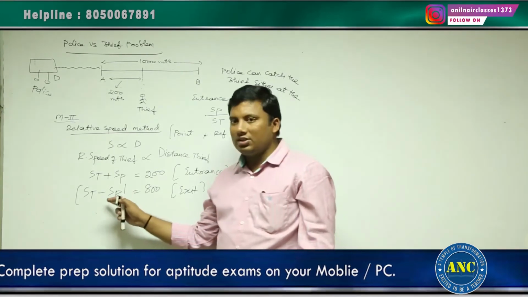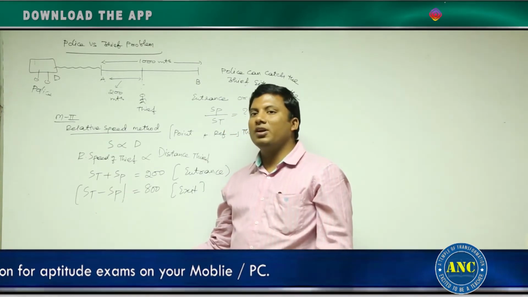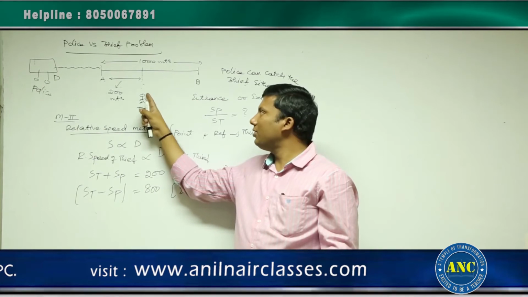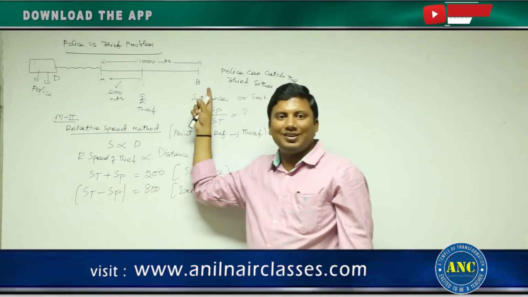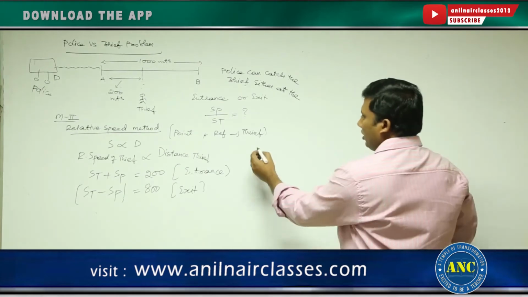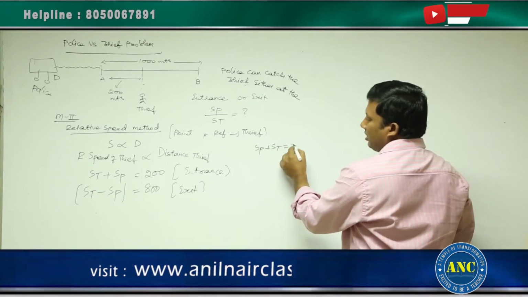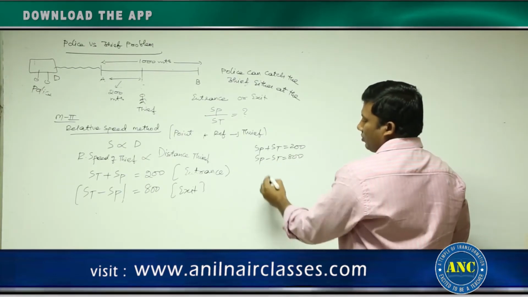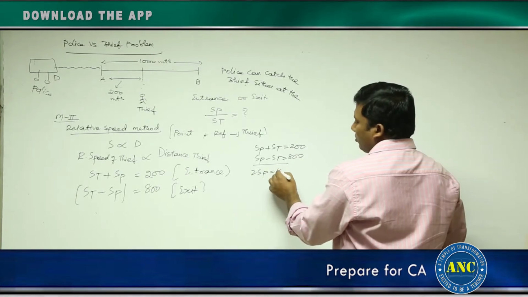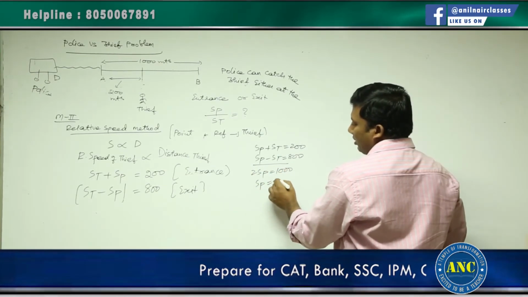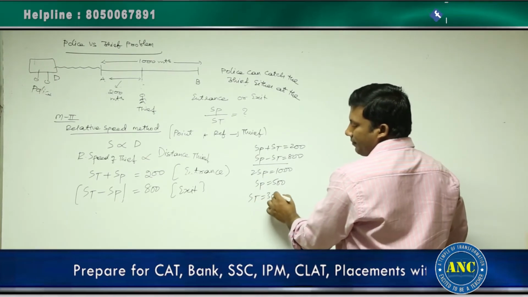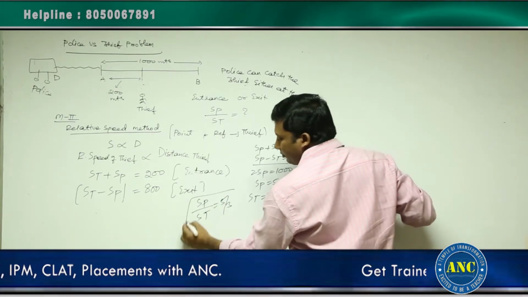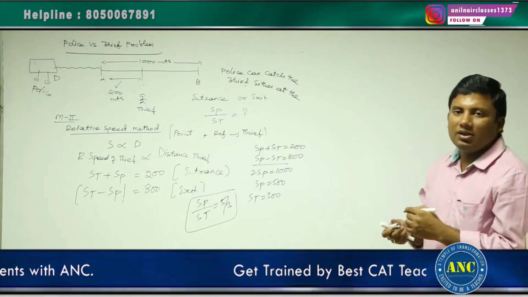Why is it modulus? It is quite evident that speed of police should be greater than speed of thief. Because thief is coming from here to here, by the time he is coming from here to here, police is coming from here to here. So the two equations will become sp plus st is 200, sp minus st will become 800. So 2sp is equivalent to 1000, sp is 500, st is 300. So sp by st will become 5:3.